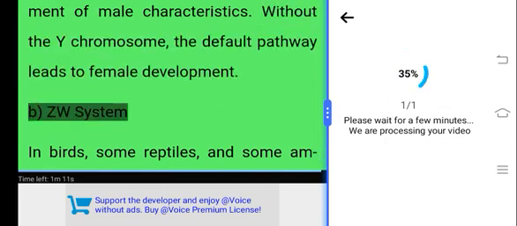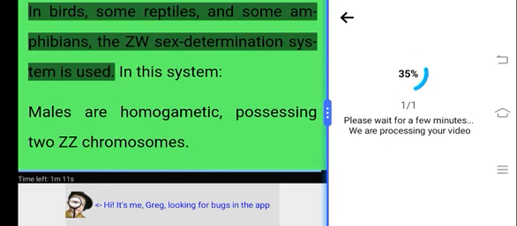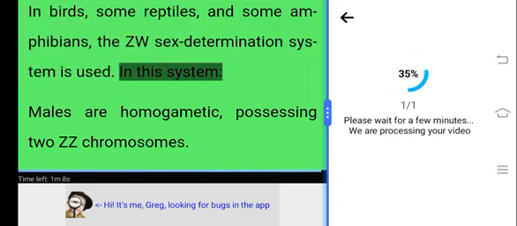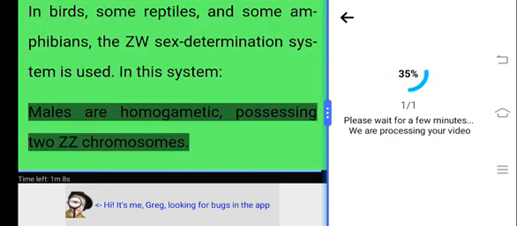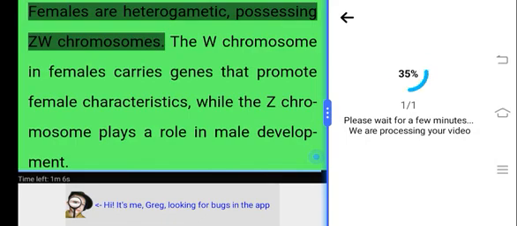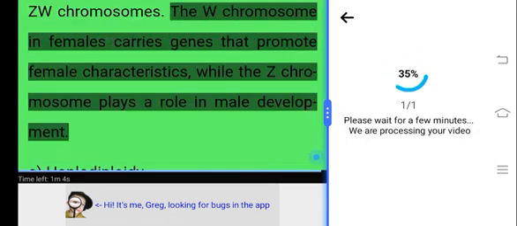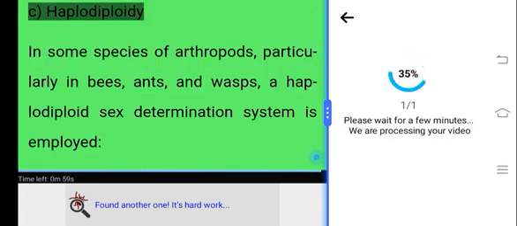B. The ZW system. In birds, some reptiles, and some amphibians, the ZW sex determination system is used. In this system, males are homogametic, possessing two Z chromosomes, ZZ. Females are heterogametic, possessing ZW chromosomes. The W chromosome in females carries genes that promote female characteristics, while the Z chromosome plays a role in male development. C. Haplodiploidy.